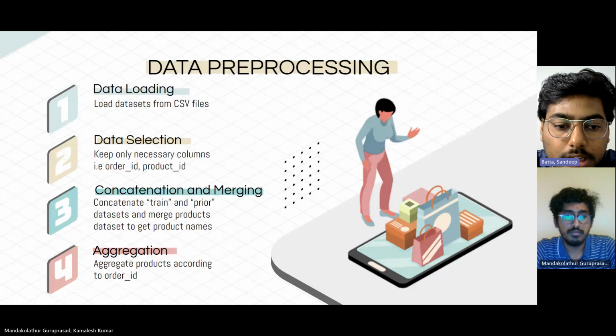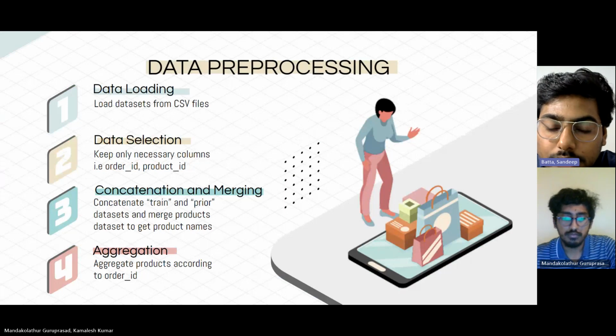And the next step will be the aggregation. As I have already said previously, the data set which we got is a denormalized one. So we have aggregated according to the order ID. After doing aggregation, the data set which we will get will be in this format. Each row will be a transaction, and the products column will contain all the products which are part of that specific transaction. And we will use this data set to find out the association rules.